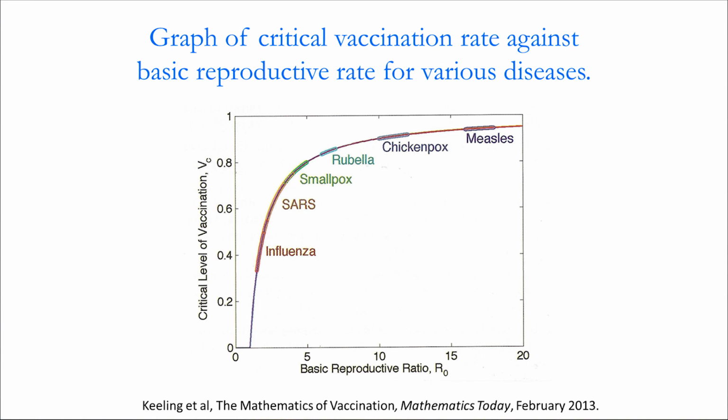SARS is severe acute respiratory syndrome, which is next. Then smallpox, rubella, chickenpox, and measles. So it's nice to see them all, I think, on the one graph, giving you the proportions that would be necessary in a population in order to achieve eradication.